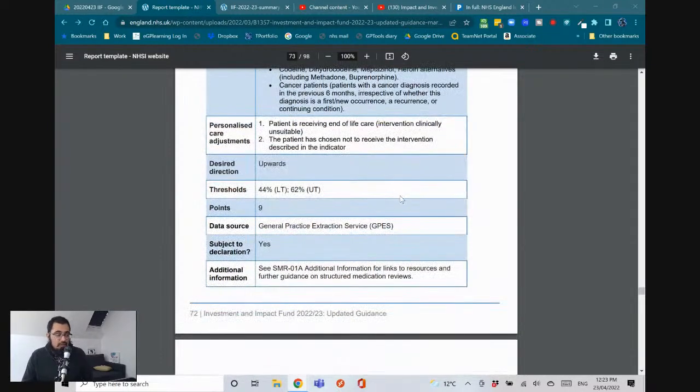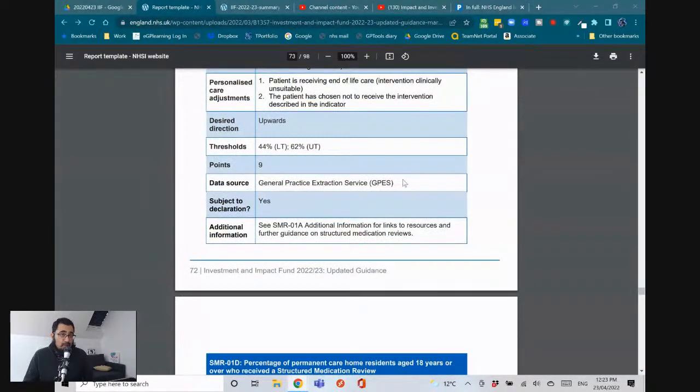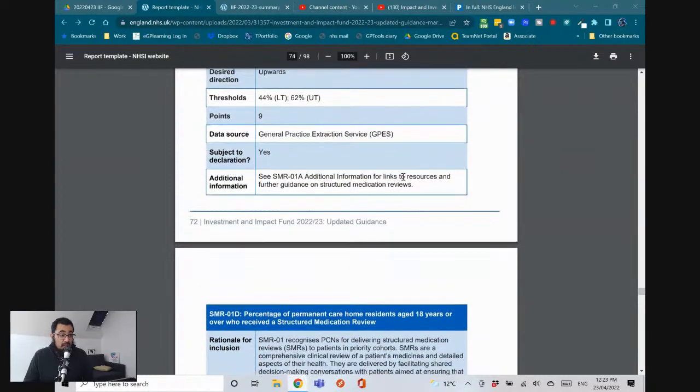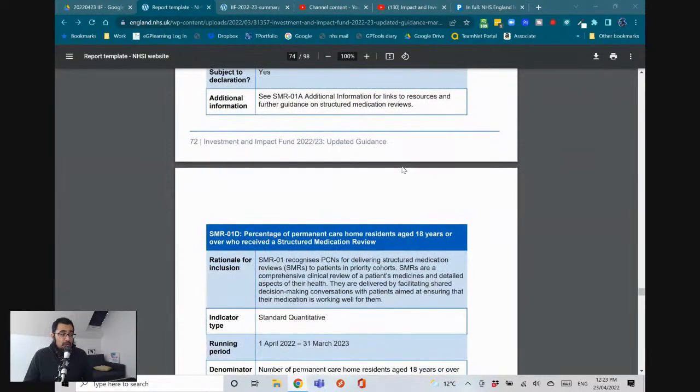GPES extraction service. Important to note, this one massively dovetails with your DFM QoF QI work that you will need to do in terms of looking at this workload. So that will hopefully help manage some of this for you.